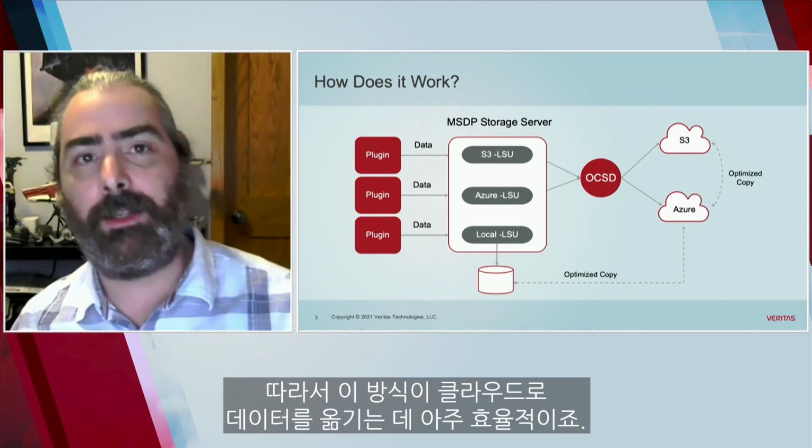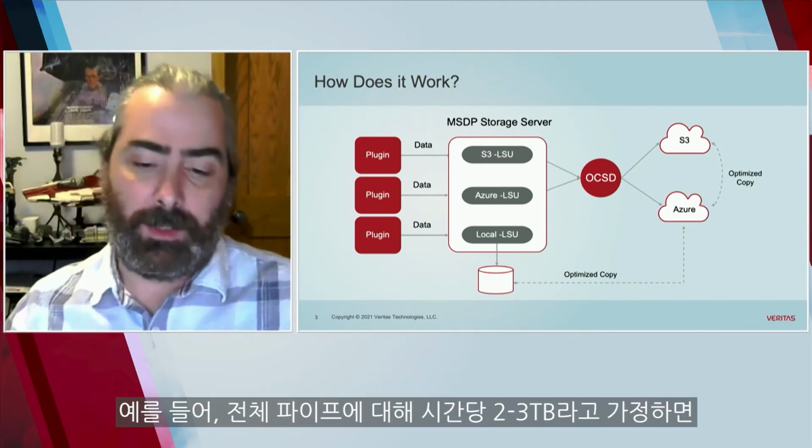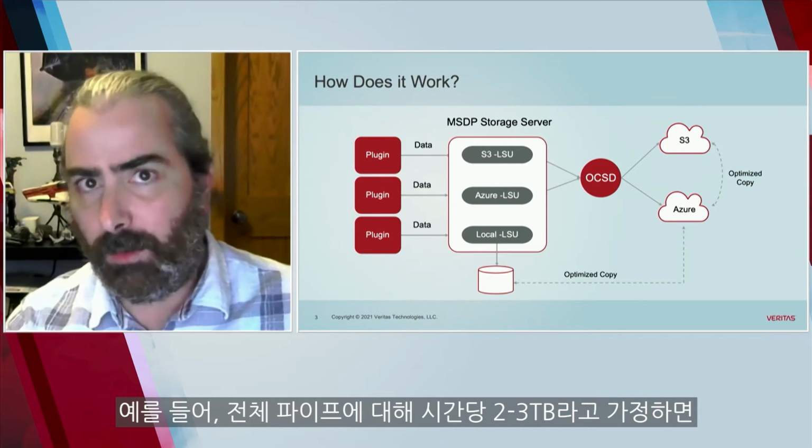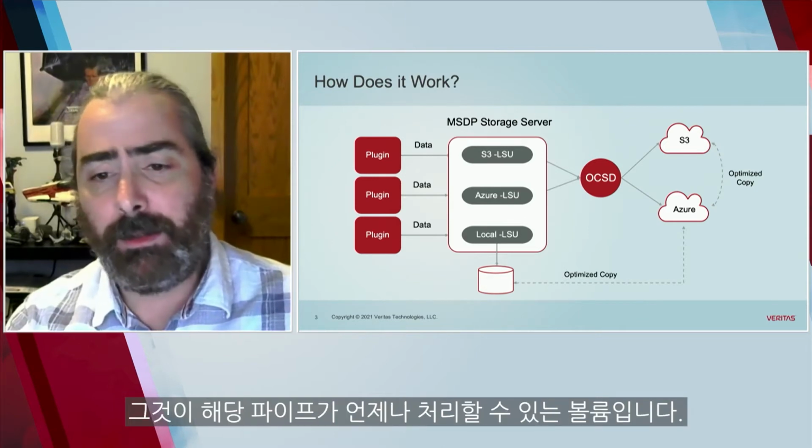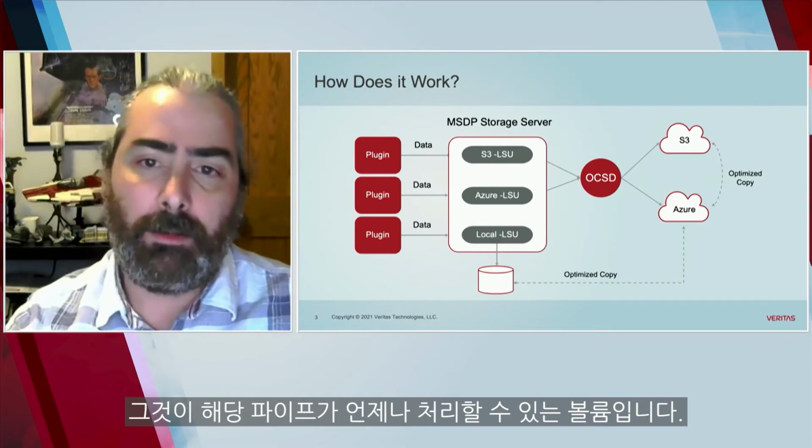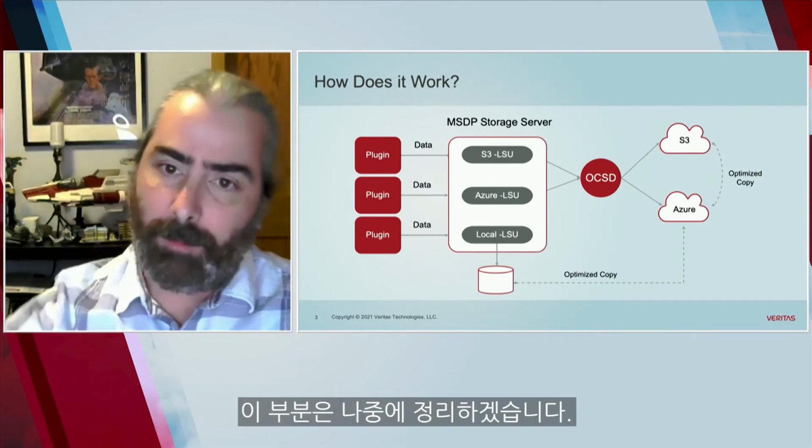So it really efficiently moves it to the cloud. And it's very interesting though, because even if you were to go and move it, and let's say you're getting 2-3 terabytes per hour for a full pipe, that's all your pipe can handle. We'll max that out and we'll do that.